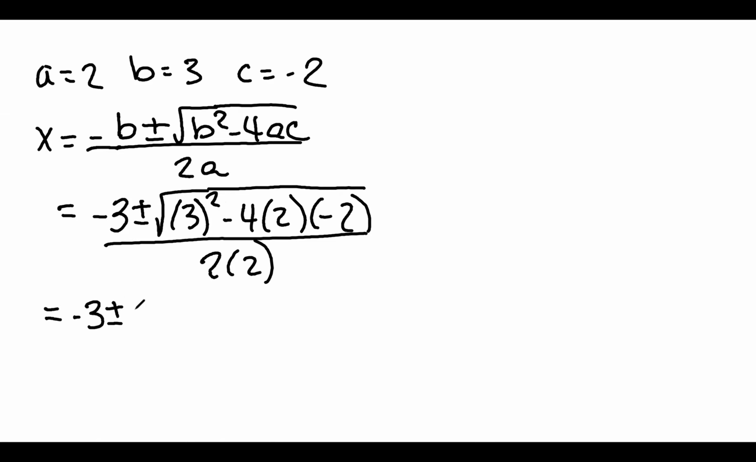Now I want to simplify this part inside the square root. Okay, so inside the square root, we have 3 squared, which is 9. And then we have negative 4 times 2 times negative 2. So we've got 2 negatives we're multiplying, so it's going to be a positive. So when you multiply a negative times a negative, you get a positive. And then 4 times 2 is 8 times 2 is 16.